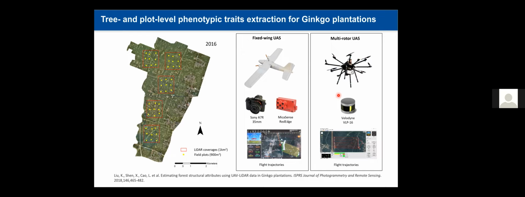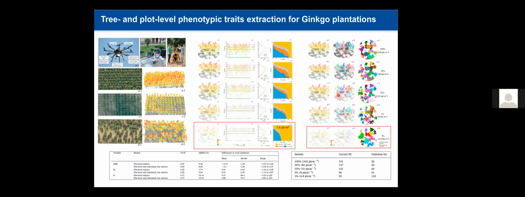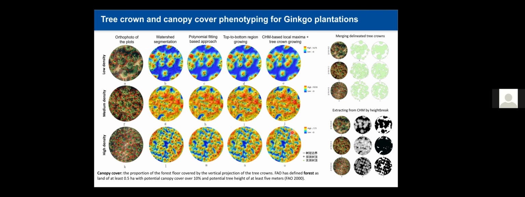We can see very clearly within the stand and within the plot, and even individual ginkgo trees, that we can extract from the high density UAV-based LiDAR. This is also a result. We tested different segmentation approaches for the planted forest, compared their accuracy and found the optimal approach. The approach can help us extract tree crown information, and we can use the tree crown information to calculate the canopy cover, which is a very important term. Even if we want to define what is forest, we need to use the term canopy cover.